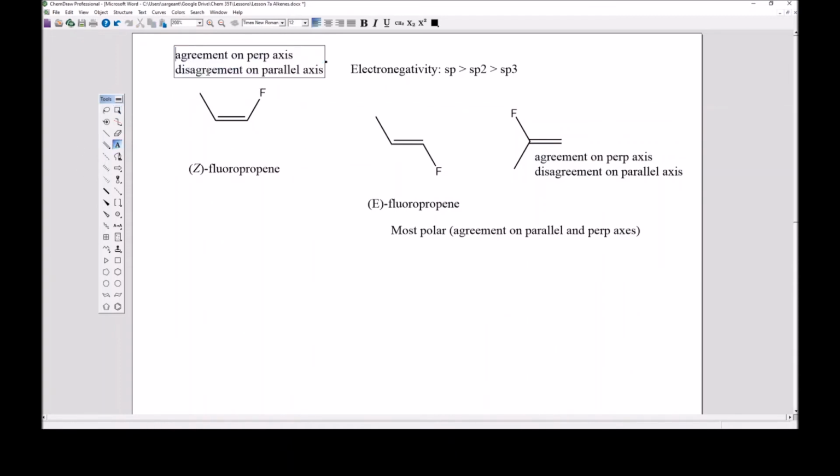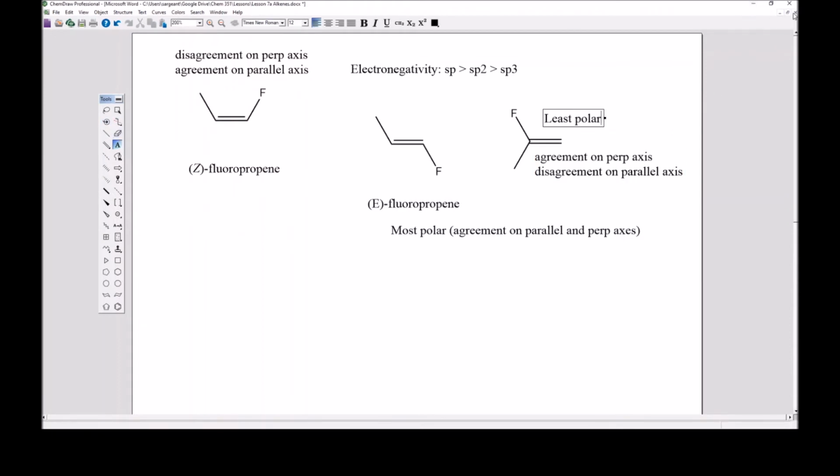For the other compound over here, they disagreed on the perpendicular axis, so one was pushing up and one was pushing down, but they had agreement along the parallel axis. So this is 2 for 2. This is great. It's the most polar. That's obvious. These ones are 1 for 2, and so now we're going to split hairs, and the hairs are not that small. When there's agreement along the parallel axis, that is much more important than agreement along the perpendicular axis. So then this compound would be the least polar. And if you know that this one is the most polar and this one is the least polar, then I'm hoping you can figure out that this one is in the middle.